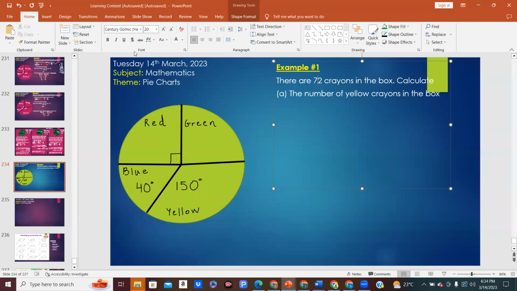You divide 72 by 4? No, if you divide it by 4, then they'll be equal, right? But these are not equal sections. You see that?